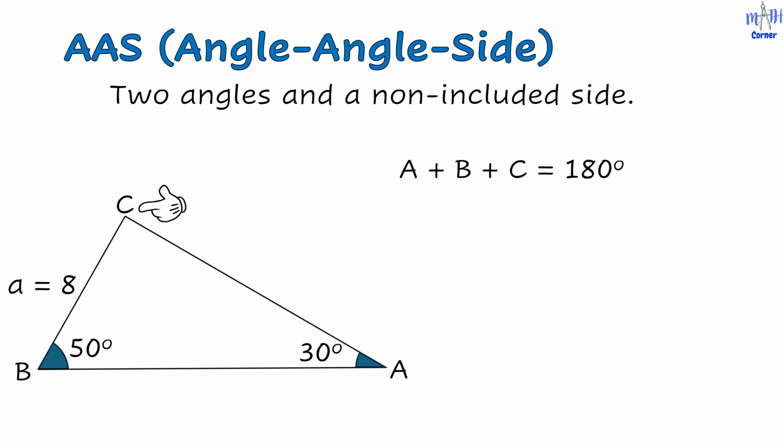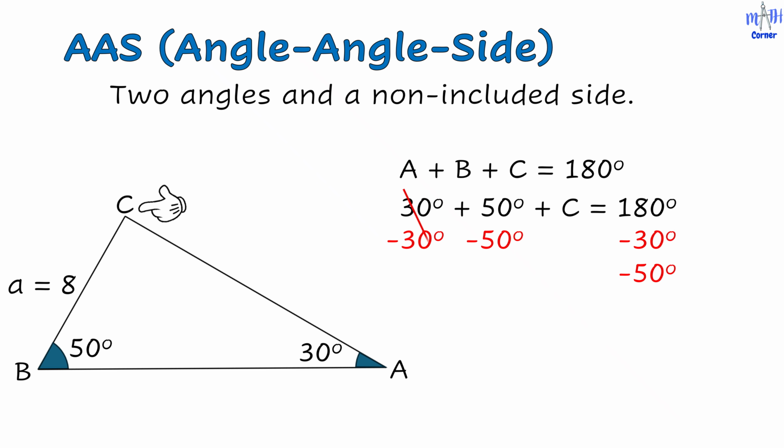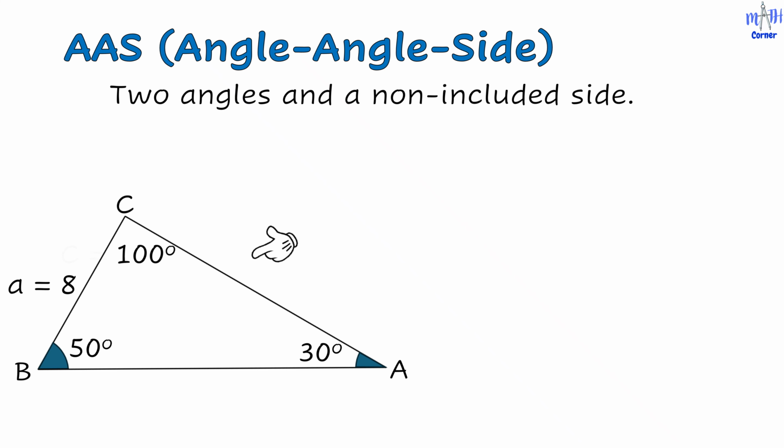Substitute the given values. 30 degrees plus 50 degrees plus angle C equals 180 degrees. Subtract 30 degrees and 50 degrees from both sides of the equation. So, angle C equals 180 degrees minus 30 degrees minus 50 degrees. Angle C is 100 degrees. Let's solve for side b. Apply the law of sines.